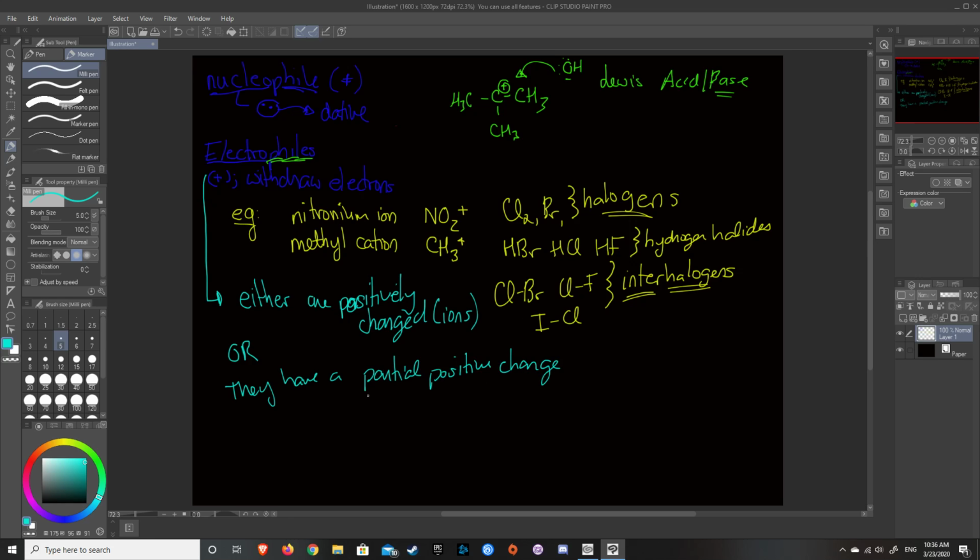And what a partial positive charge means is that it's bonded to some sort of electron withdrawing group. So in this case, we've got two ions up here, but we can also look at HBr, right, or ClBr. In HBr, Br is more electronegative than H, so Br has a partial negative charge, and the H has a partial positive charge. So the H can act like an electrophile.